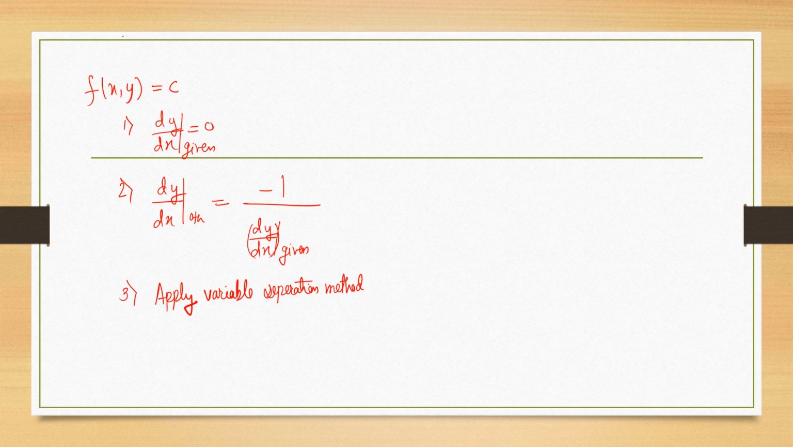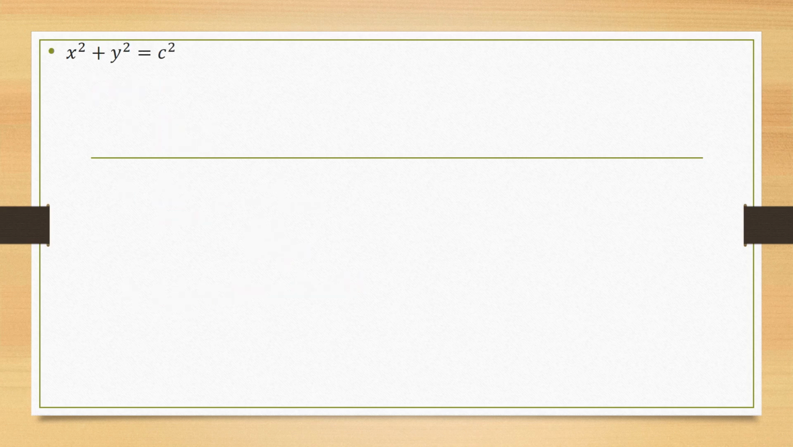So let us consider an example to clarify this type of question. You can see the equation over here, x square plus y square equal to c square. This is the equation of a circle. So first of all, what is the first step? To determine the slope. How do we determine the slope? Just simply take the derivative.